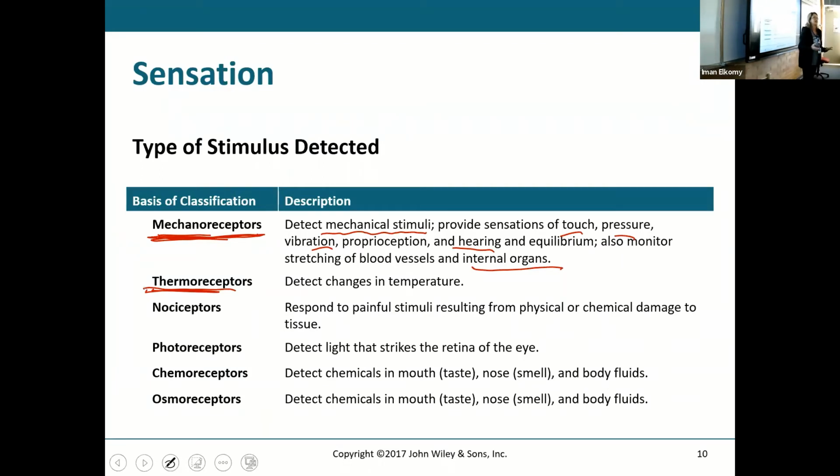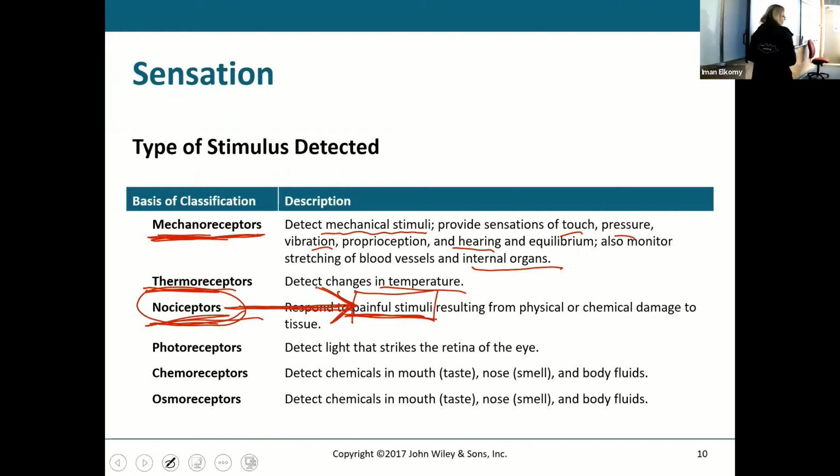Thermoreceptors, what do you think they detect? Temperature, right? They detect temperature. Nociceptors, what do they detect? These are the ones that respond to any painful stimulus. So you should always tie your nociceptors to pain. Okay? That's a very important association. I can't make it even more defined. Nociceptors, immediately think pain. If I'm talking about nociceptors in the skin, you're going to say free nerve endings, right?